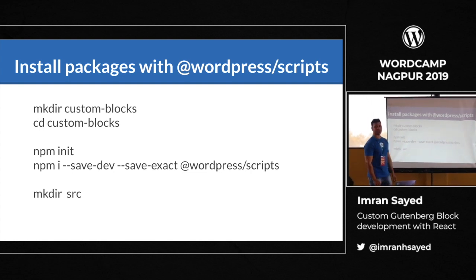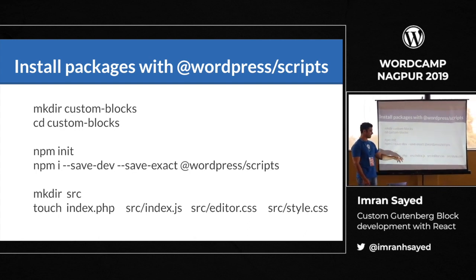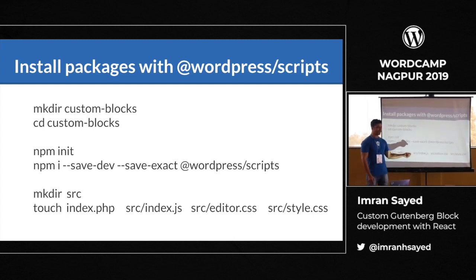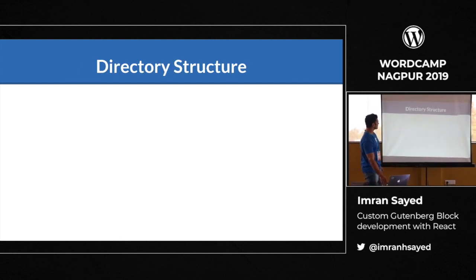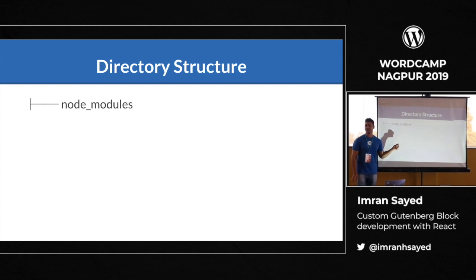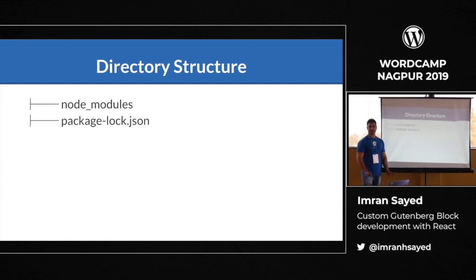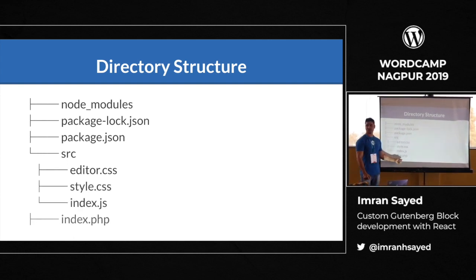Then you will create a source directory where you will keep your JavaScript file. So, we will create index.php for our plugin. Then we will create index.js inside source. We will create editor.css for the style on the editor side, which is the backend, and style.css for the front end. So this is how the directory structure would look. You would have node_modules where WordPress scripts will install all the packages, package-lock.json, which contains all the information of the packages you installed, and package.json. You have the source directory containing the CSS files and your JavaScript file, and then the main index.php. Clear so far?